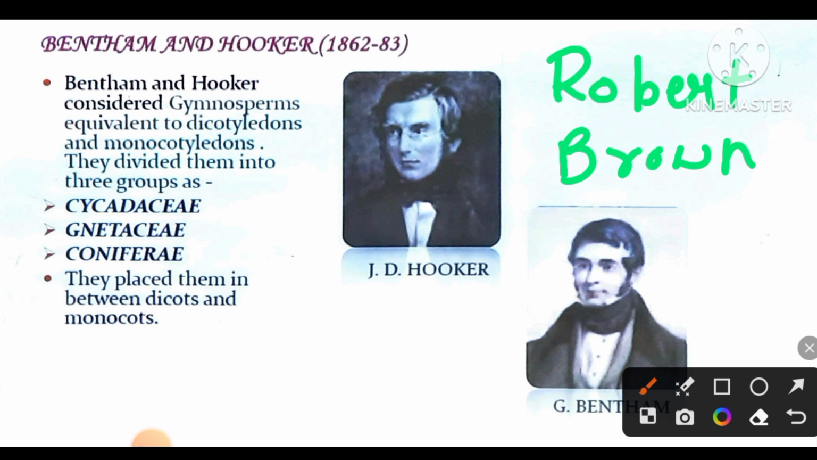Okay. Then Bentham and Hooker in 1862 put the gymnosperms in the middle of the dicotyledons and the monocotyledons, and further he divided the gymnosperms into three groups. These are the Cycadaceae, Gnetaceae and the Coniferaceae. Okay.